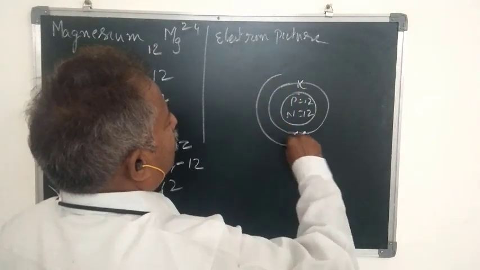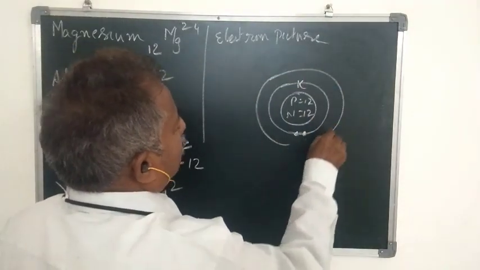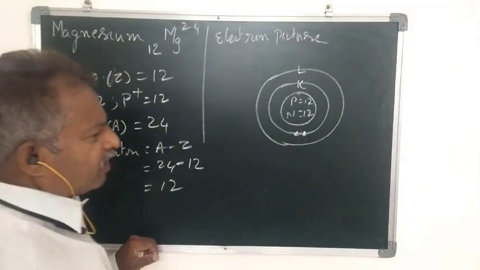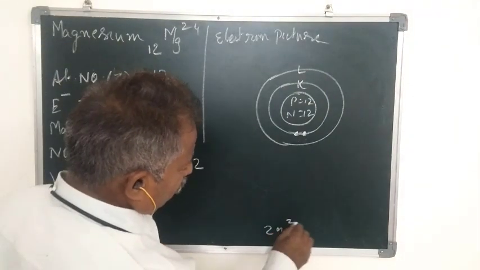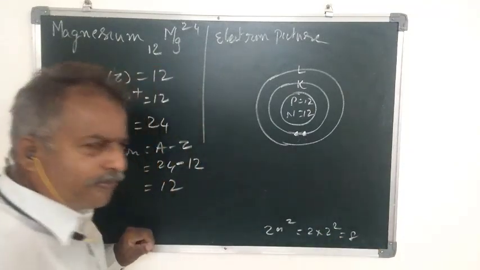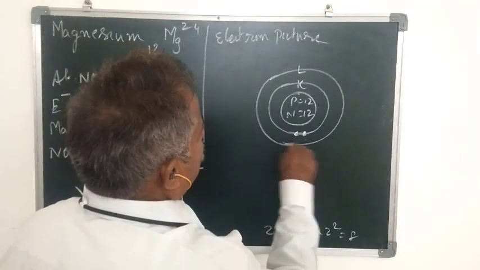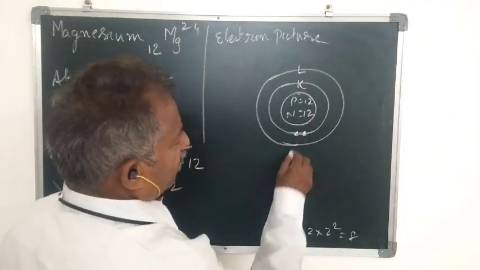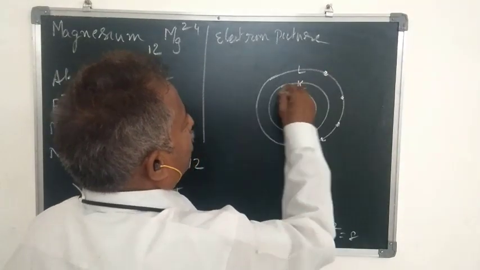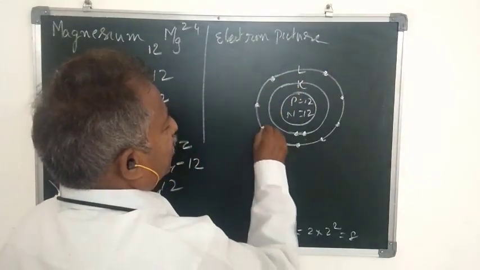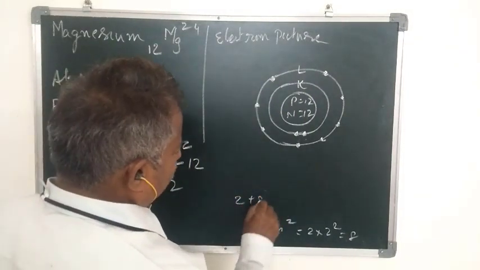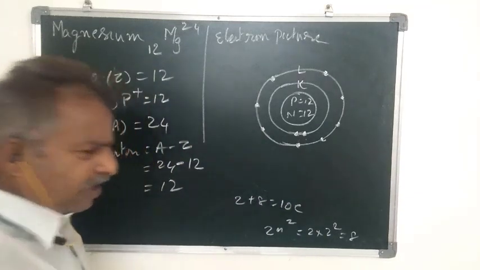Now, second shell. What is the second shell? L shell. Right. How many electrons can be accommodated as per the 2n square rule? 2n square equal to 2 into 2 square, that is 8 electrons. Right. So second shell can accommodate 8 electrons. 1, 2, 3, 4, 5, 6, 7, 8. Right. Now, 2 plus 8, 10 electrons are accommodated.